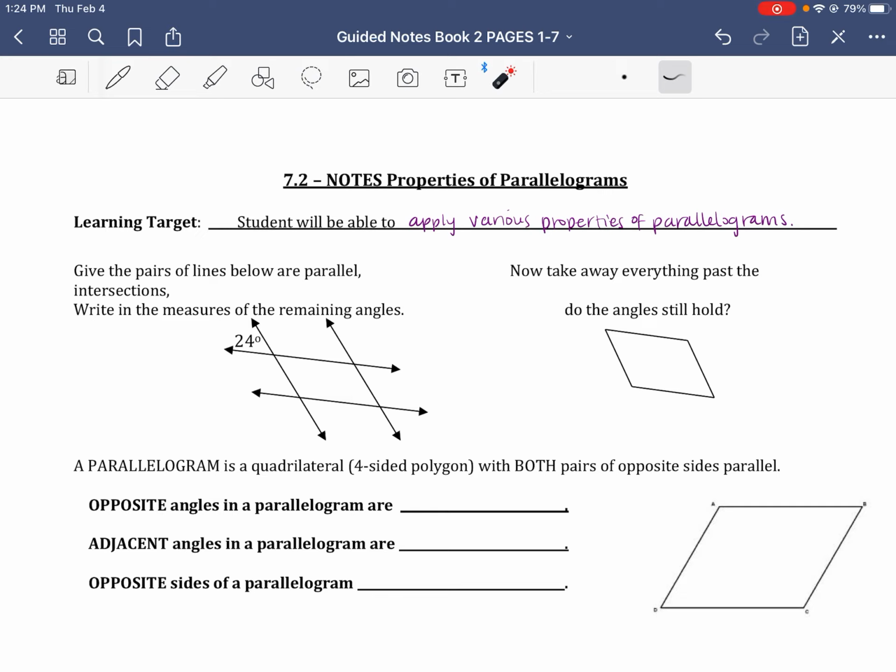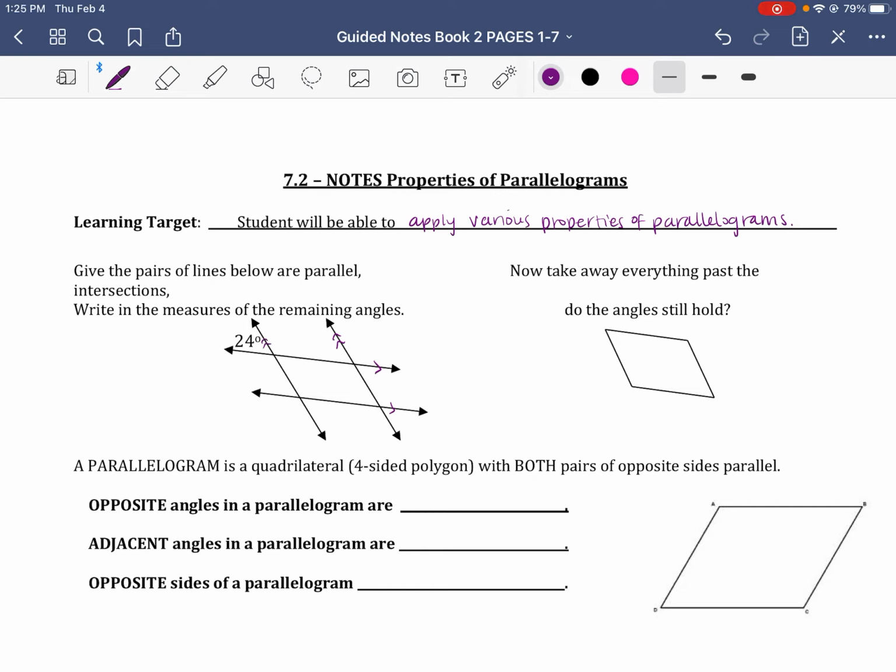So, I apologize, this writing is in the wrong spot, it looks like, when we printed these books. This should say, given the pairs of lines below are parallel, write in the measures of the remaining angles. If we look at this set right here and it tells us that those are parallel, I'm going to mark those with parallel markings. So those two are parallel, these two are parallel.